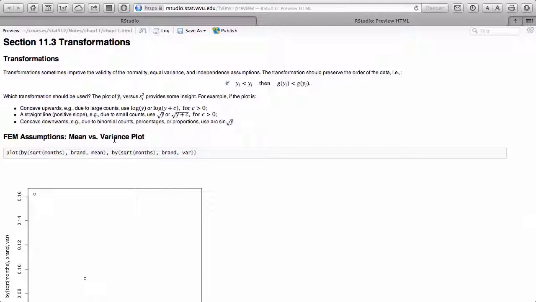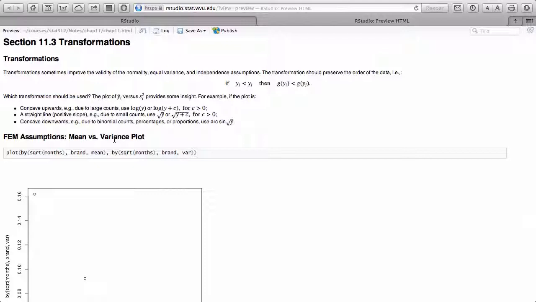Now, suppose that it's increasing, but not exponentially. In other words, it's going up in a linear way instead of a more exponential way. Then we may just take the square root, or the square root of y plus c. Again, if y could be 0 or less than 0, we want to add some constant to it. And so if it's pretty much linear, then the square root transformation may work.